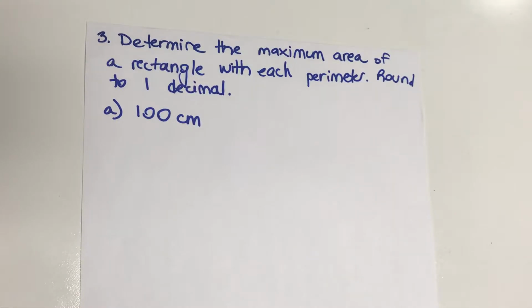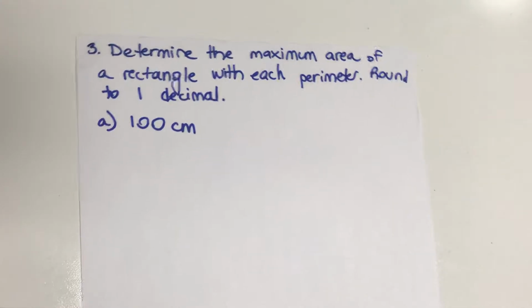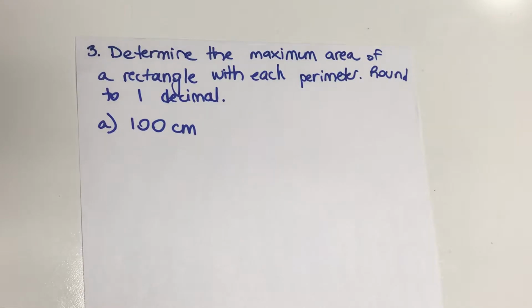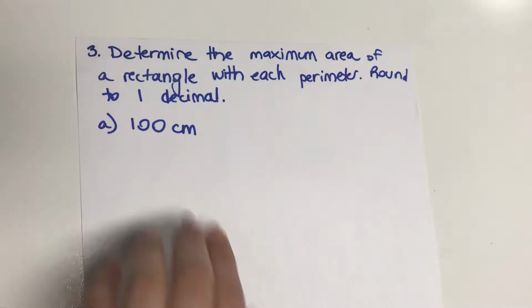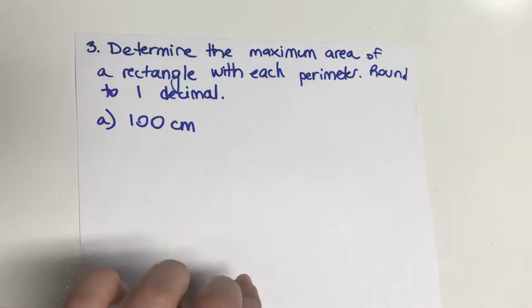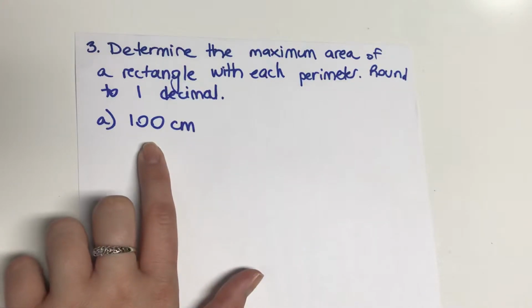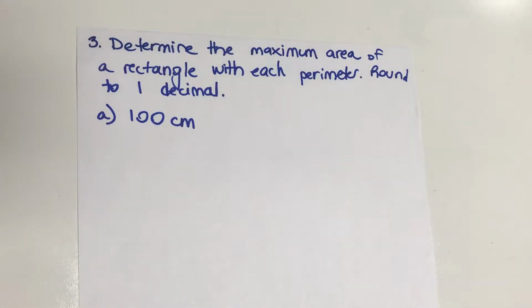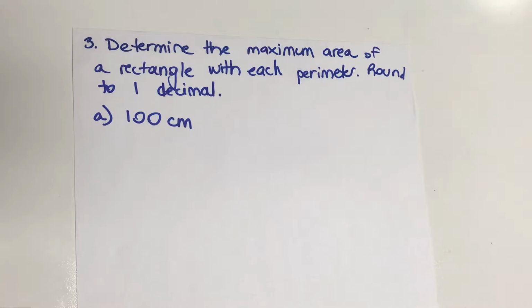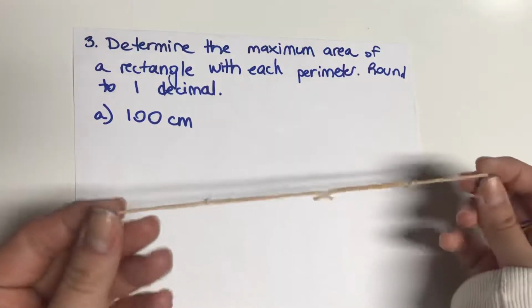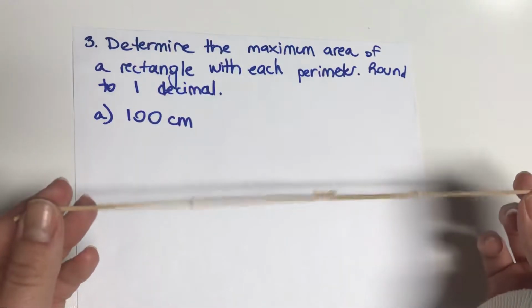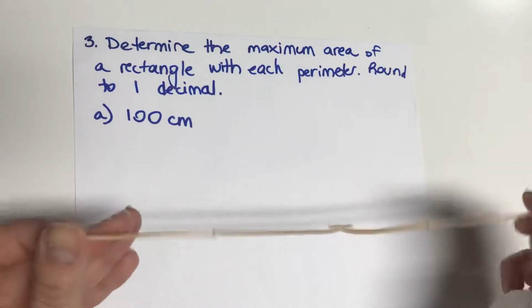All right, number 3. If you're having trouble with this, hopefully this video will clarify it. Determine the maximum area of a rectangle with each perimeter, rounded to 1 decimal. So I'm given a specific perimeter, in this case 100 centimeters, which means I have 100 centimeters of whatever is going to go around my rectangle.